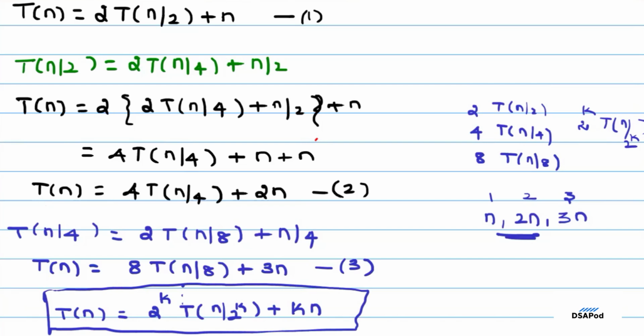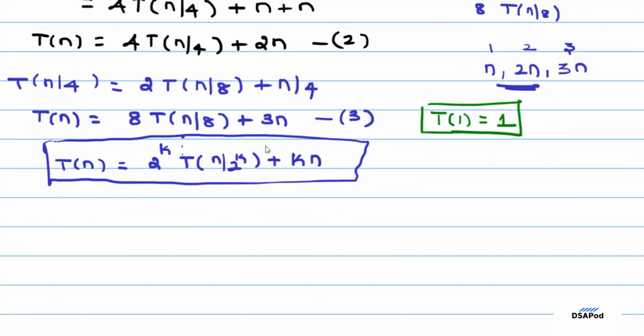Now you have to apply the initial condition. So here, the initial condition in merge sort is T of 1 is equal to 1. This is the initial condition. Then I'll be mapping the term n by 2 power k to 1. N by 2 power k equal to 1. So this can be written as n is equal to 2 power k.